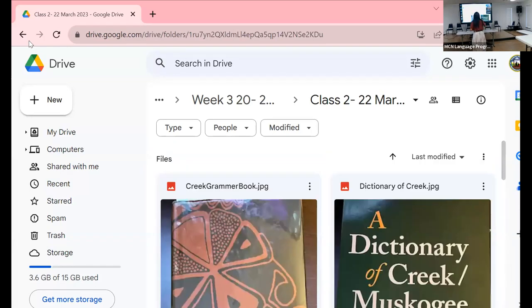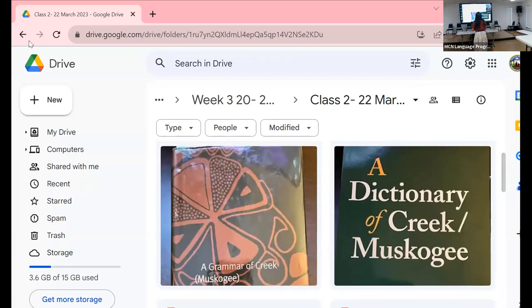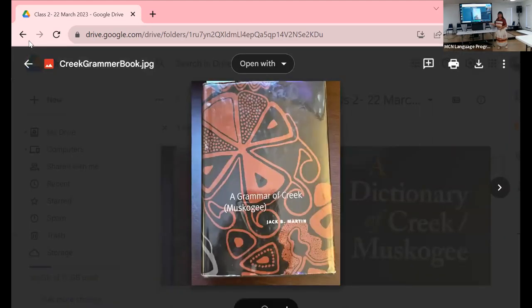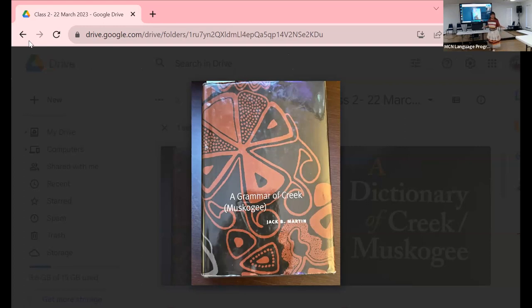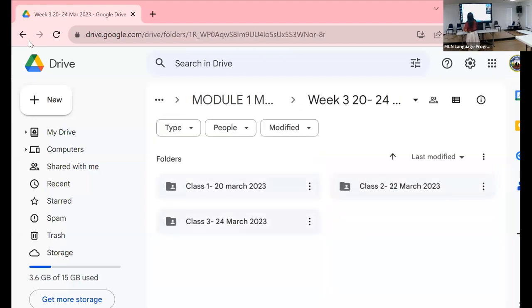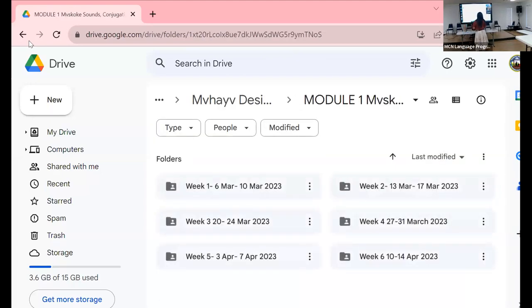Okay, so a lot of the times what we reference is the Muskogee Dictionary of Creek Muskogee, and also Grammar of the Muskogee Creek. This is also a good reference book, but remember, it's just reference, and sometimes what's in the book is not everything that can be spoken, or sometimes they've got different rules. Trying to find the one.